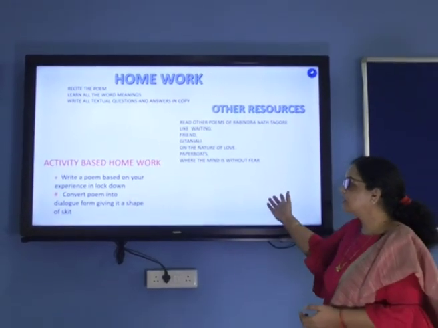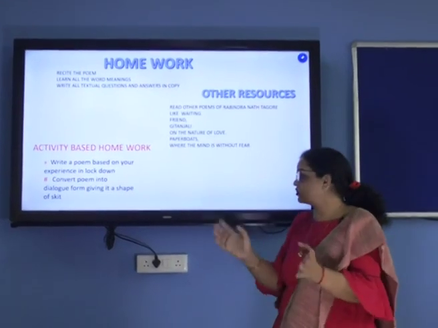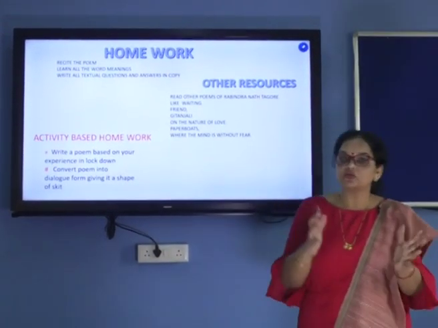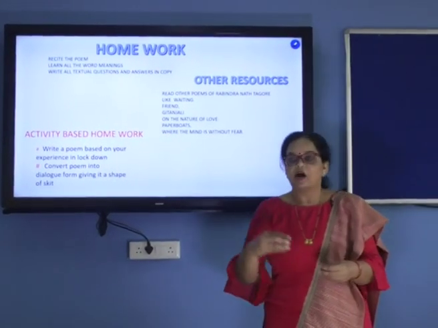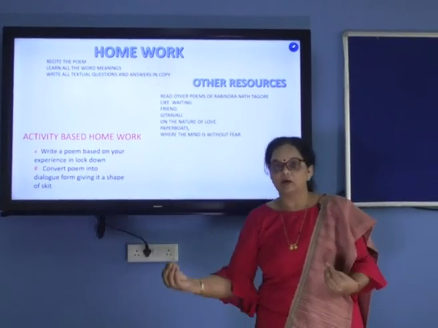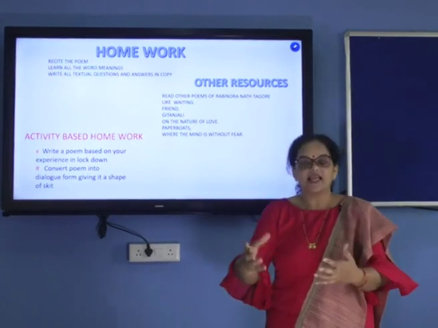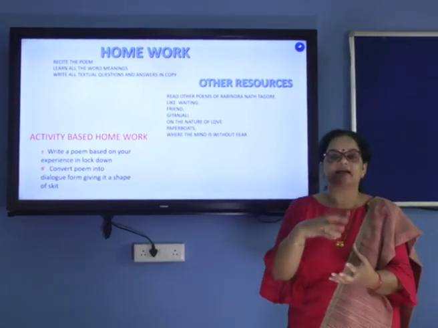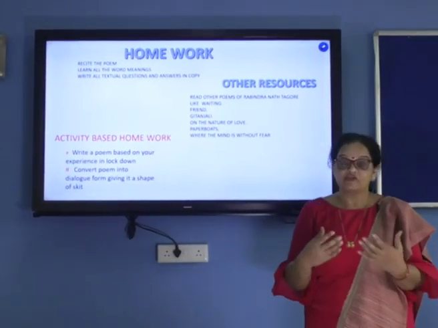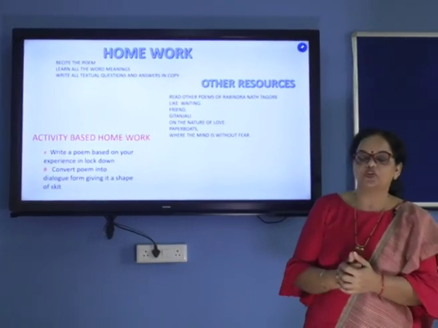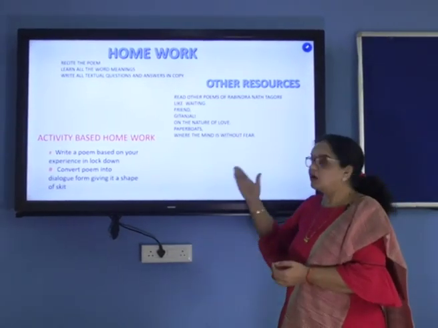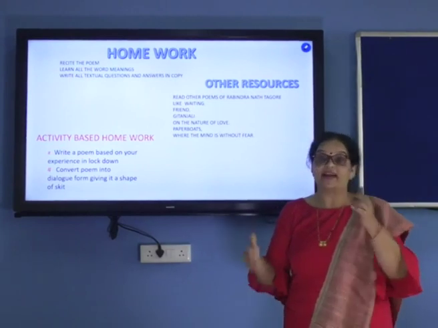Then you can convert this poem into dialogue and give it the shape of a skit. So when we come to school, we can have a skit on it. One will be a king, one will become an old man, and one will become something else. In this way, we will have a skit in the class, and it will be very interesting, and you can always remember this poem by heart. So learn this poem. If you can, please go and learn this poem.